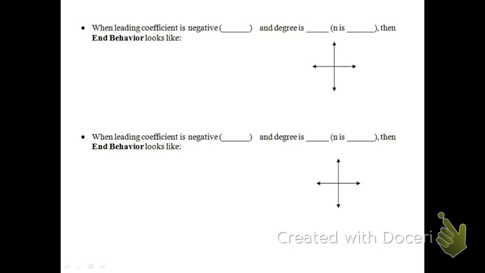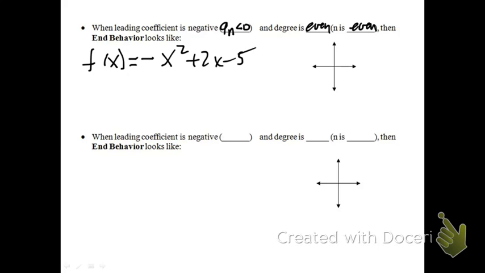So if the leading coefficient is negative, we would say a sub n is less than 0. And let's look at when the degree is even, or n is even. Then we'd have end behavior that would look like this. Let's use an example. Let's do f of x equals negative x squared plus 2x minus 5. Keep it simple. Let's look at a polynomial that we're familiar with. This is a quadratic. You guys know that a sub n, the leading coefficient, is negative 1. And we've talked about how that means it opens down, right? Here we're just going to say it's negative. That's the important thing. And the degree is 2. That's even. So it fits the case.